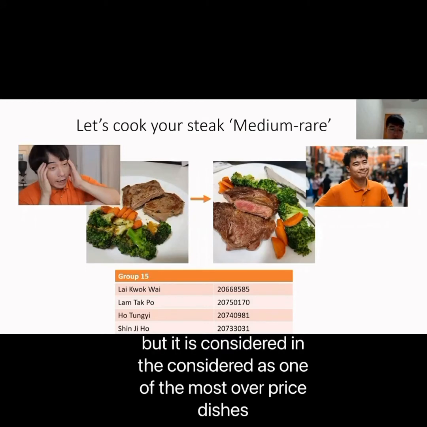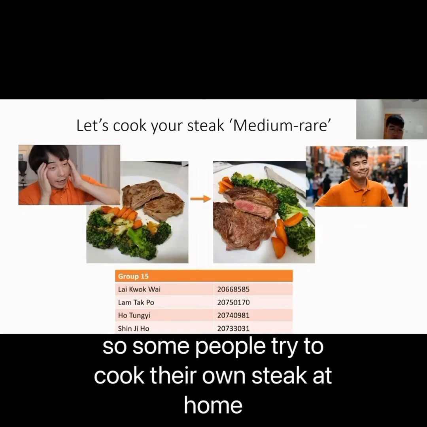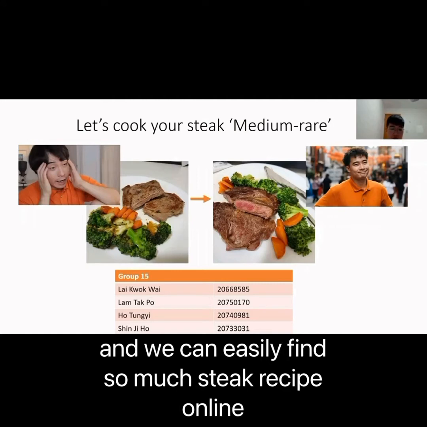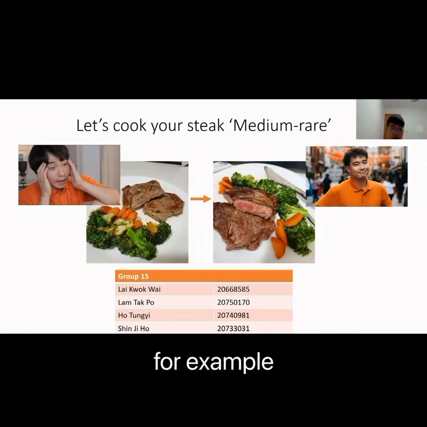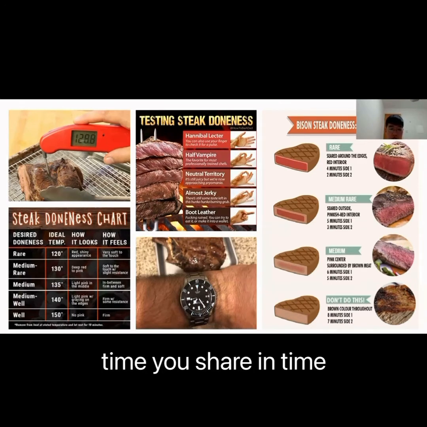But it is indeed considered one of the most overpriced dishes, especially in Hong Kong. So some people try to cook their own steak at home, and we can easily find so many steak recipes online. For example, one tells you to use a meat thermometer and measure the temperature inside to check your doneness. Another tells you to time your searing time.